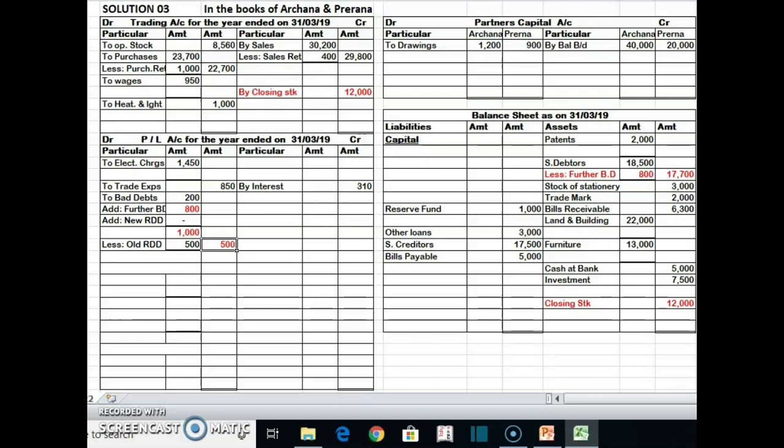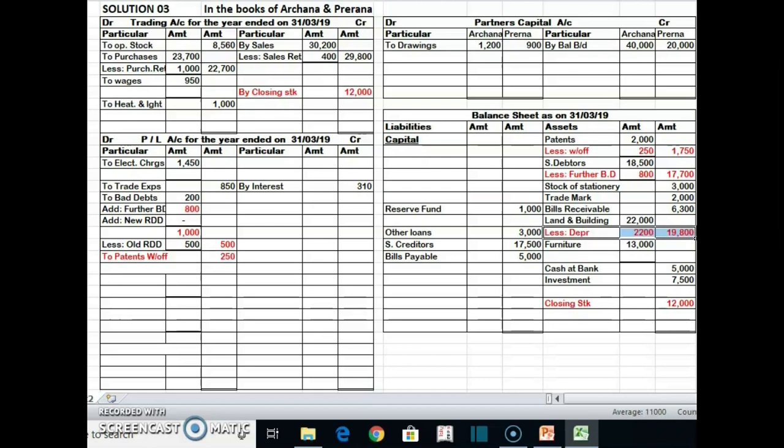Our third adjustment, patents to be written off. This adjustment is same like your depreciation adjustment. So we deduct 250 from patents, outer column 1,750. The second effect, profit and loss account, debit side, to patents written off 250.